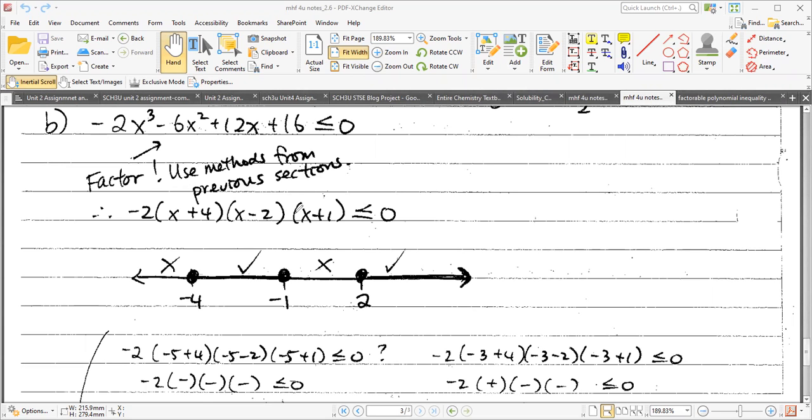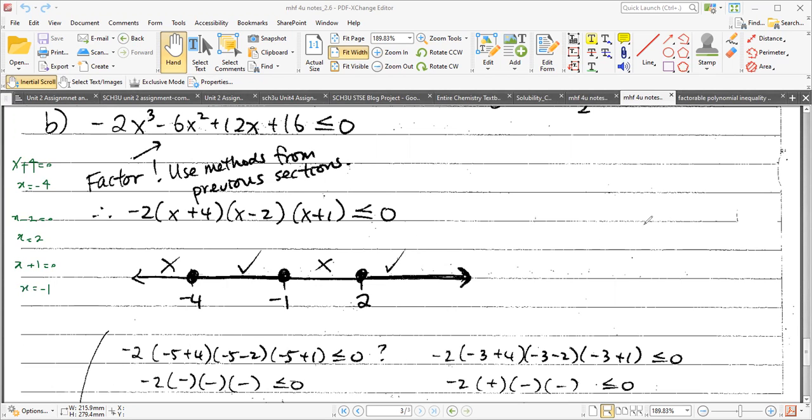Once we get it in factor form, we find the zeros. From that, now take x plus 4. If you equal it to 0, of course, x equals -4. This is my first zero. This one, x minus 2, equal it to 0, then x equals 2, my second zero. My third zero, x plus 1 equal to 0 means x equals -1.